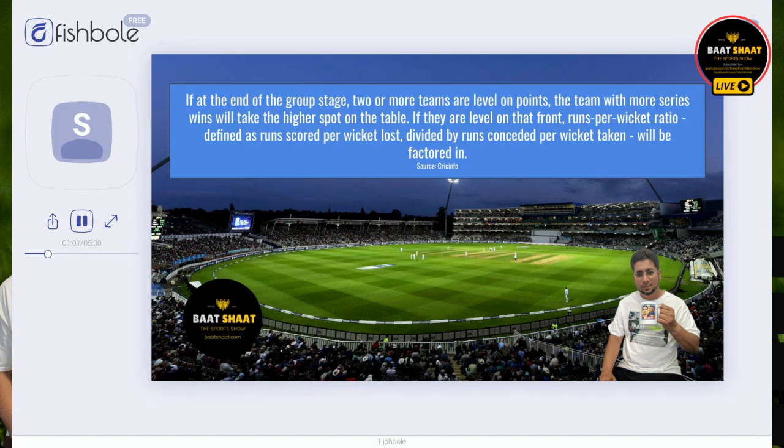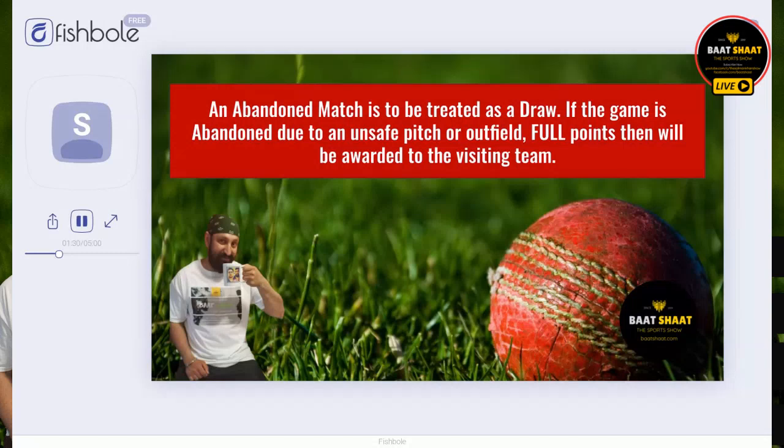What happens if the teams have equal series wins? Well, if they're level on that front, the runs per wicket ratio, which I'll explain how it's defined, will be factored in. It's defined as runs scored per wicket lost divided by runs conceded per wicket taken. More explanation on that will come. ICC has promised us that in the near future, I think fall or end of fall, we'll be getting some more information on that. Moving on, an abandoned match is usually treated as a draw or points are shared. That would be the case here as well.